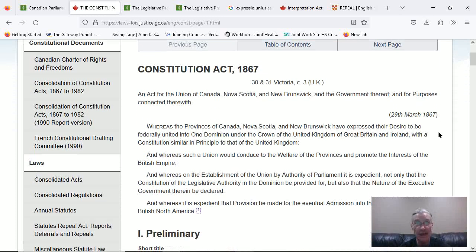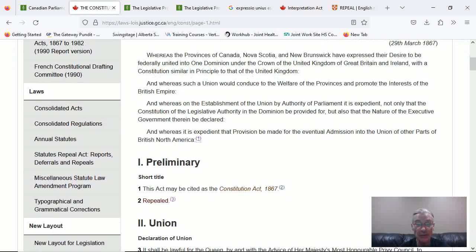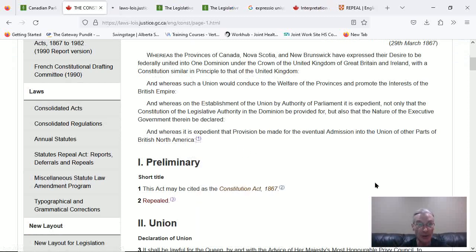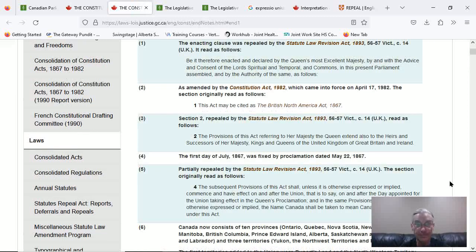So for those of you that are familiar with the construction of acts and statutes, you'll notice something very important is missing from the Constitution Act 1867. Moving right along, we're going to take a look at the endnotes. Now, right here we have our first endnote, and we'll just pop that endnote open. And here we see the enacting clause was repealed by the Statute Law Revision Act 1893.